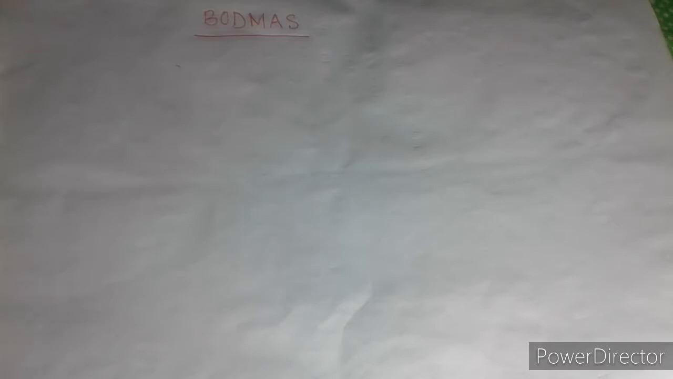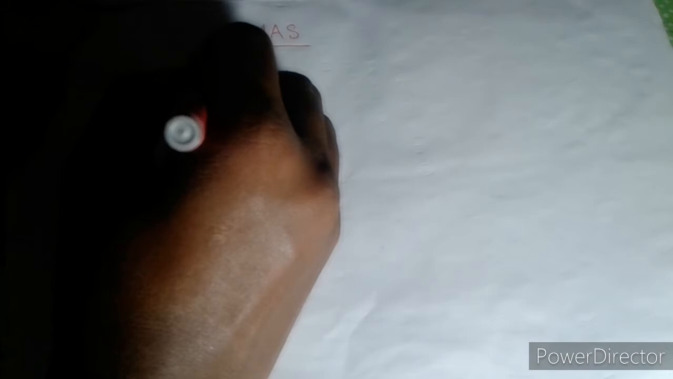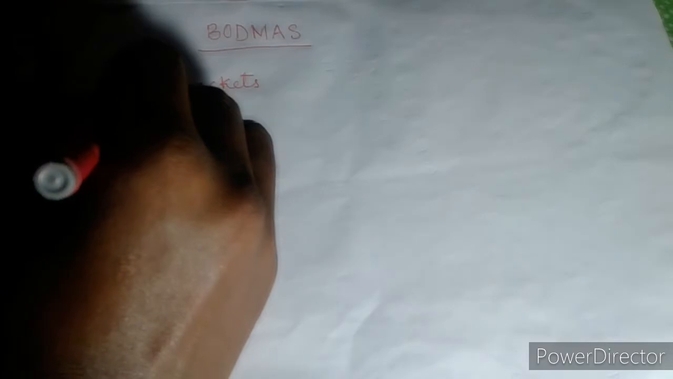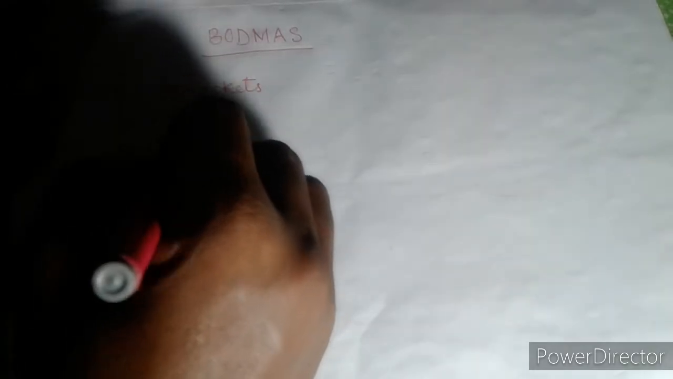I have written the word BODMAS. First of all, we have to know the full form of BODMAS, and the full form which I am going to tell you now is B. That means B stands for brackets. The other one is O. O stands for of, and D stands for division. M stands for multiplication.